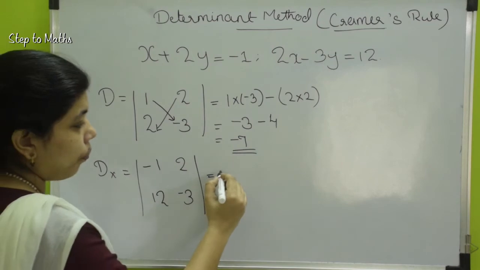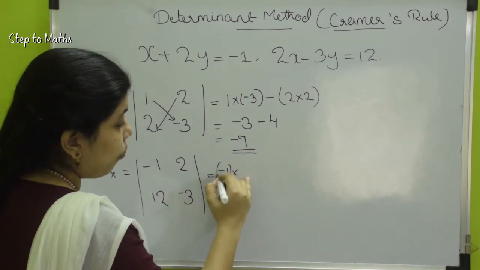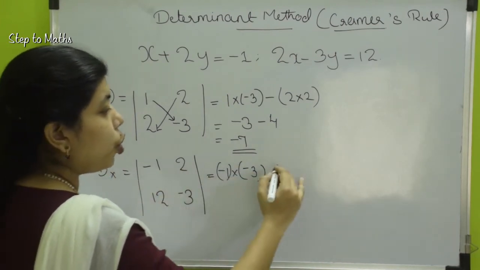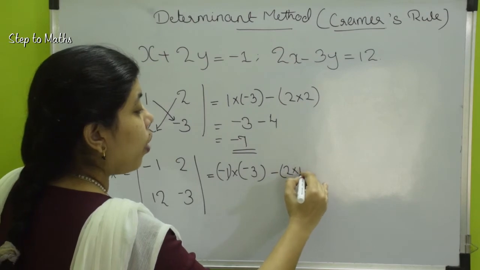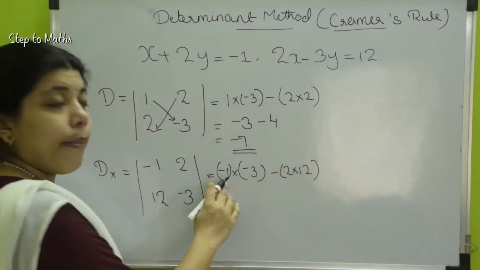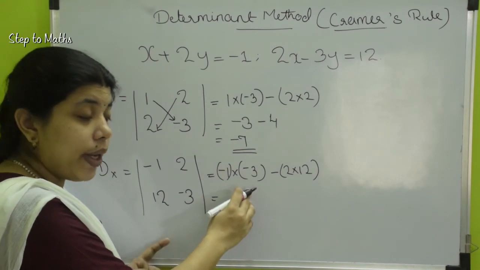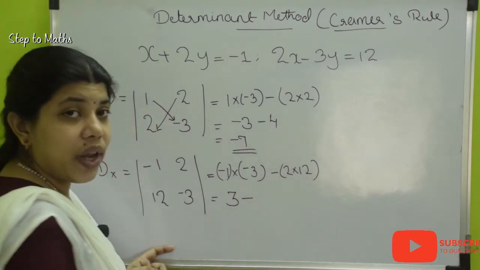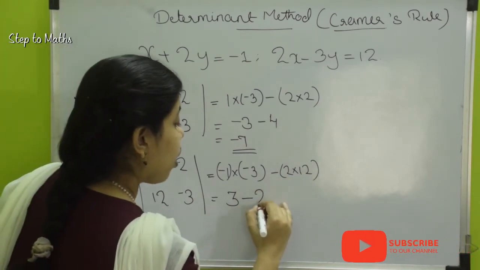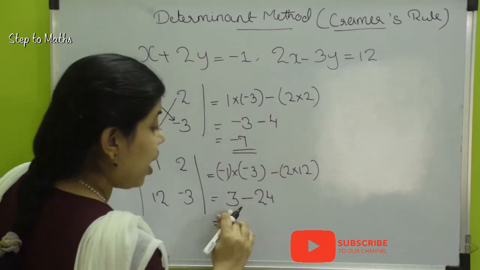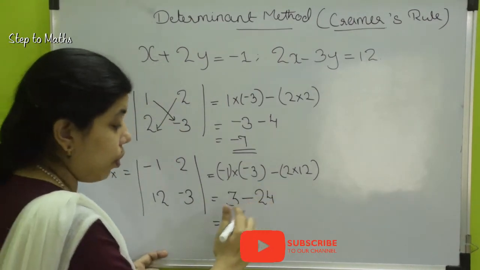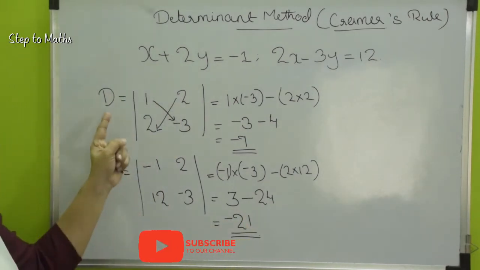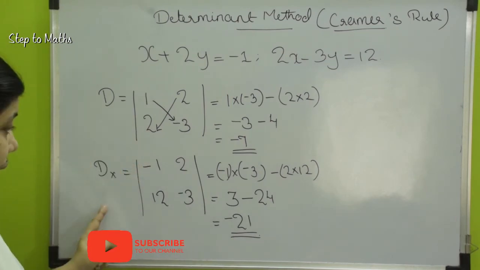-1 into -3 minus 2 into 12. -1 into -3 is +3. 3 minus 2 into 12, which is 24, gives 3 minus 24, which is -21. Now we get the value of determinant dx.